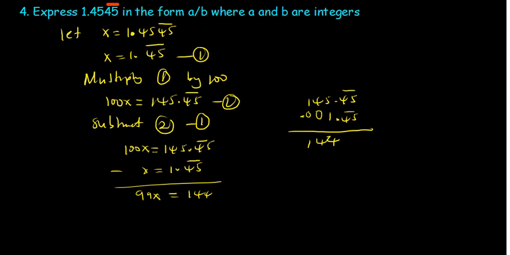Okay, so this will give us 144 divided by 99. Do we have any number that can go into any of these without giving us a remainder? So what if we consider 9 itself? 144 divided by 9, that is going to be 16, and 99 divided by 9, that is going to be 11. So this is the simplest form in which we can leave this one.